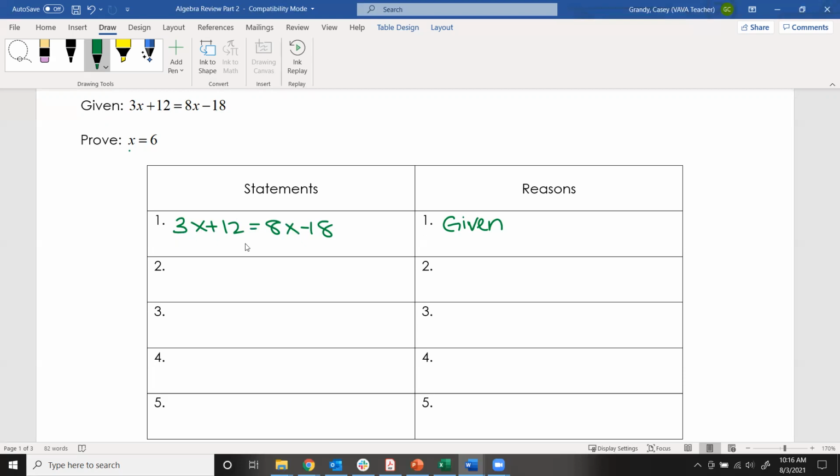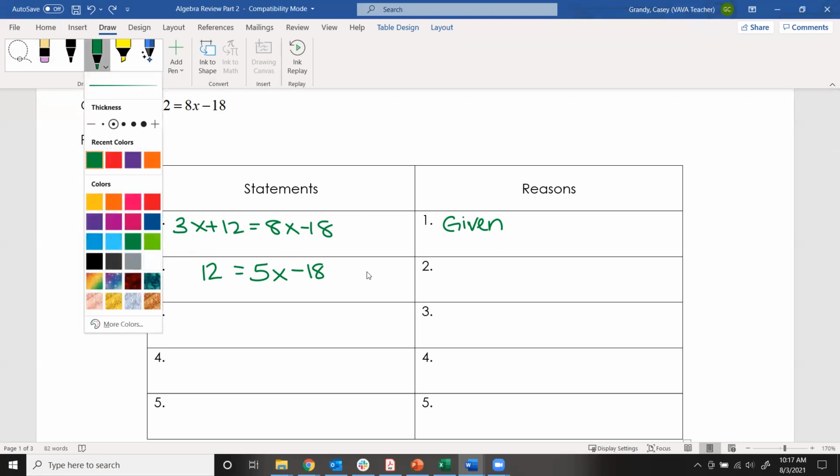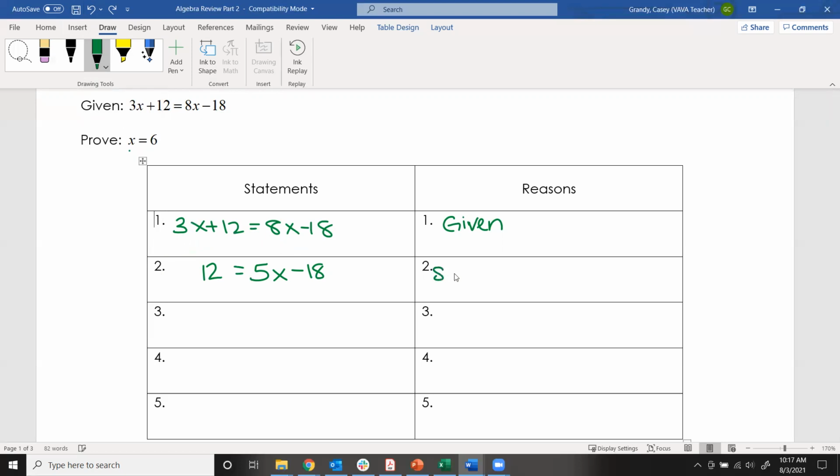Okay, if I subtract 3x from the left side, the 3x's would go away. And if I subtract 3x's from the right side, well, 8x minus 3x is 5x. What did I do? I subtracted 3x from both sides. So I technically did this. You don't want to write that in your proof. It makes your proof look too messy. But that's the step that I did. And so because I subtracted the same thing from both sides, we know that is the subtraction property. This should feel familiar.